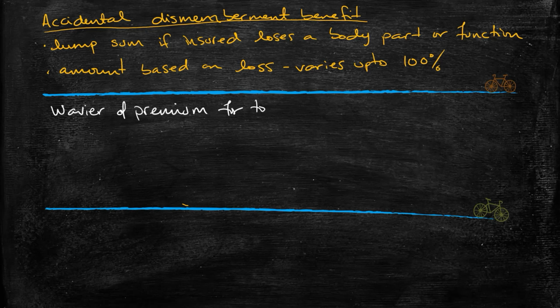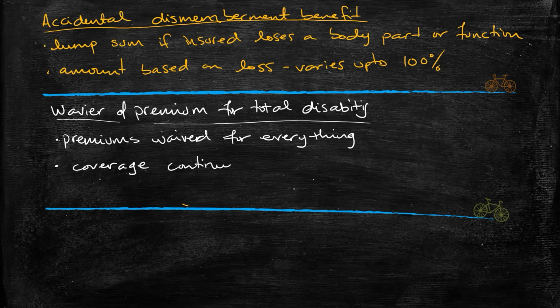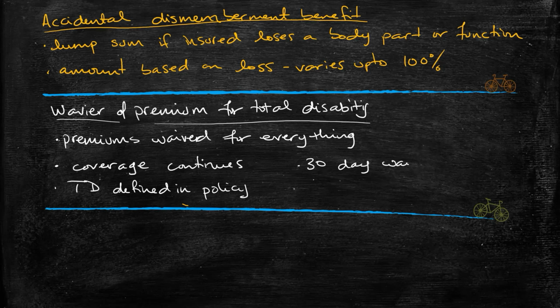For the waiver of premium for total disability benefit, the premiums are waived for everything in this case. So whether it's the actual cost of insurance or additional riders or supplementary benefits on the policy, everything is covered. And the insurance coverage continues on until the total disability ends, if it does end. Now, the definition for total disability is always defined in the contract, so it's very clear when this will come into place. And there's usually a waiting period of 30 days.